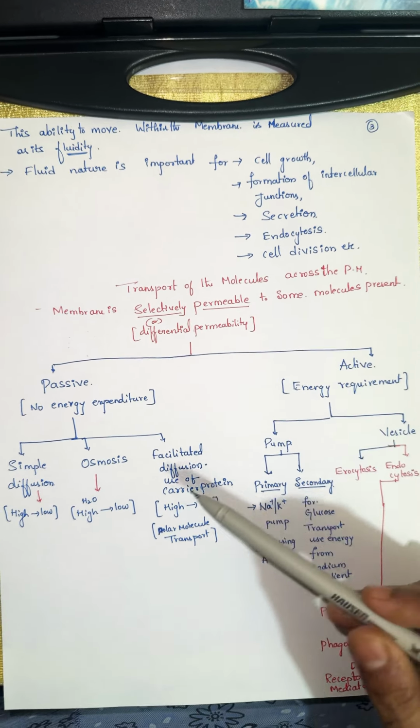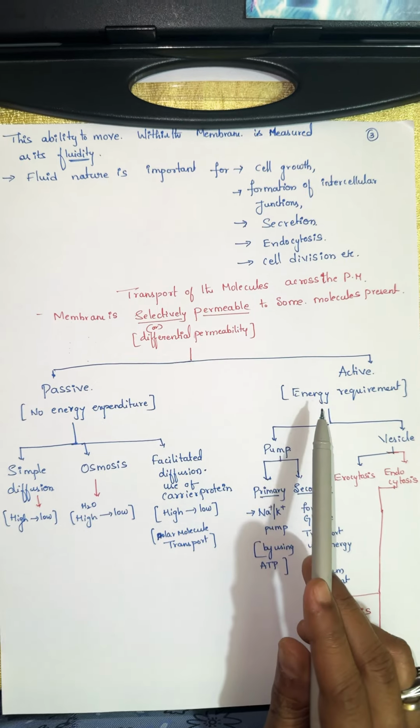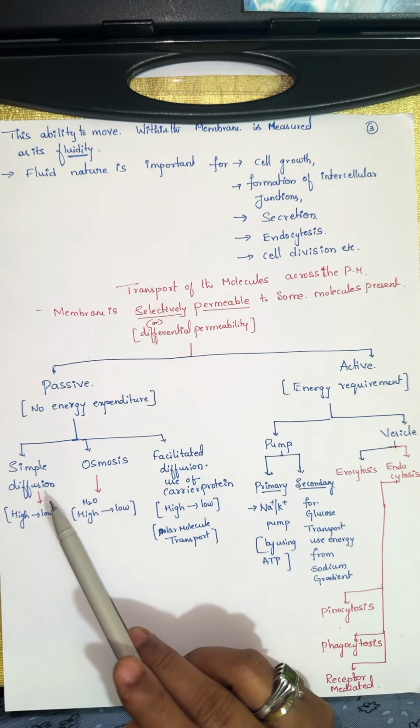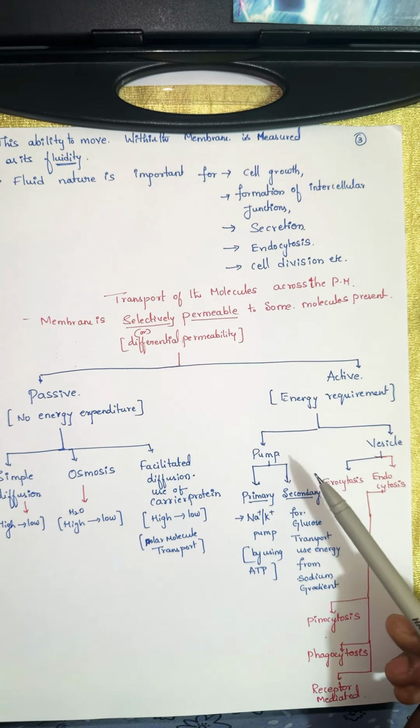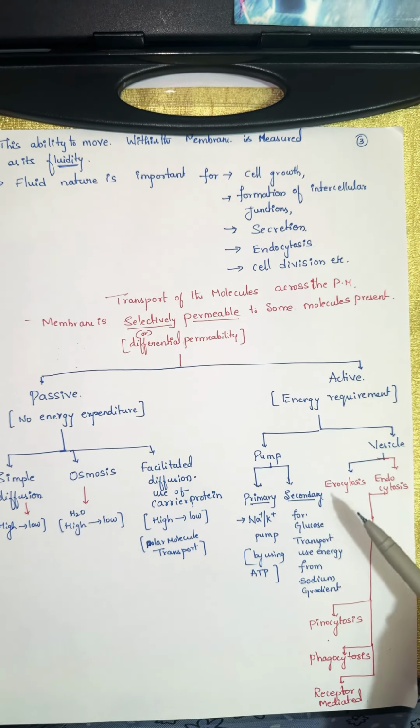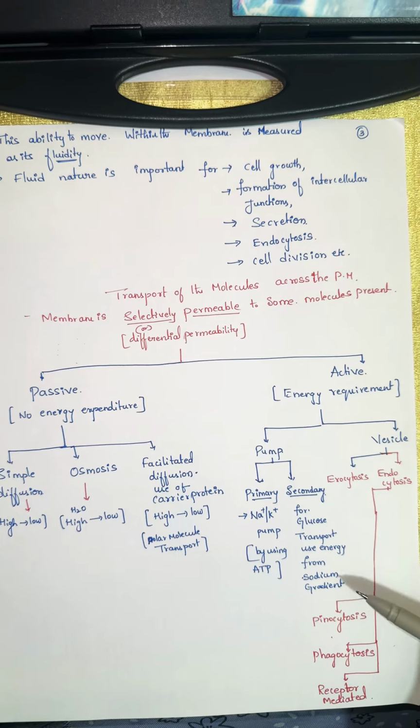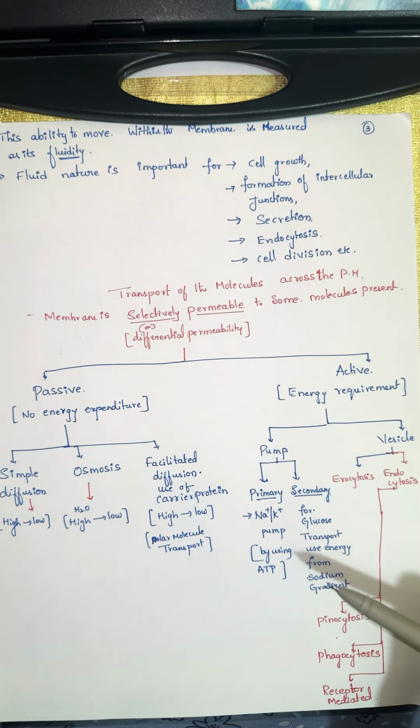So transport is mainly passive as well as active. Passive includes simple diffusion, osmosis, and facilitated transport. Active transport includes pump mechanism, vesicle formation, exocytosis, endocytosis, phagocytosis, and receptor mediated.